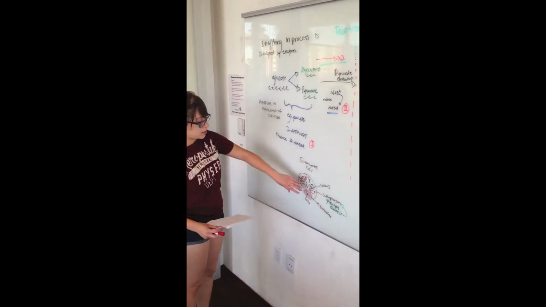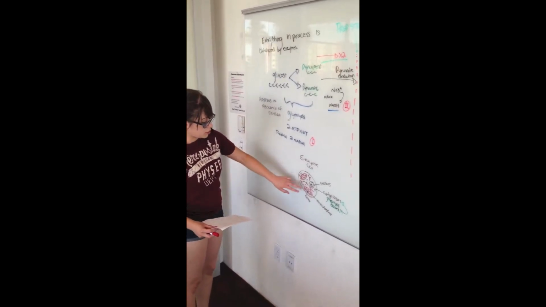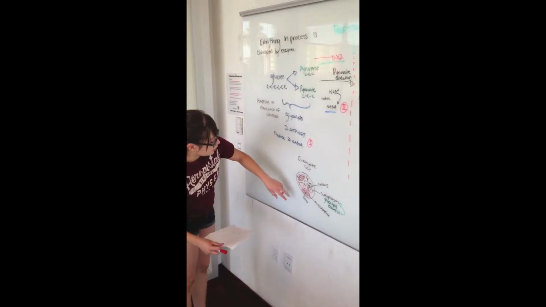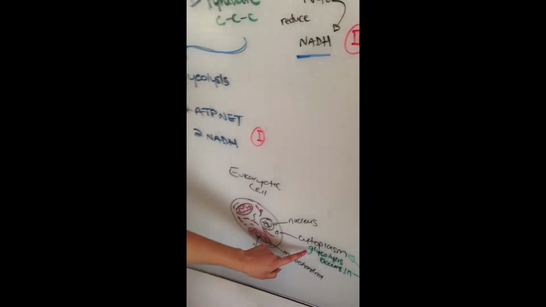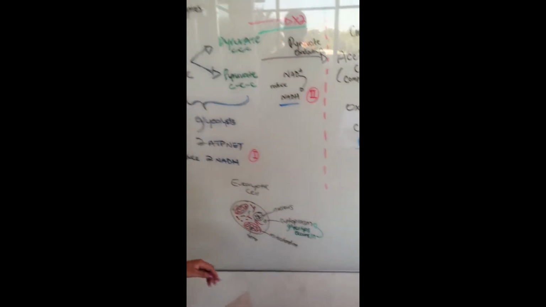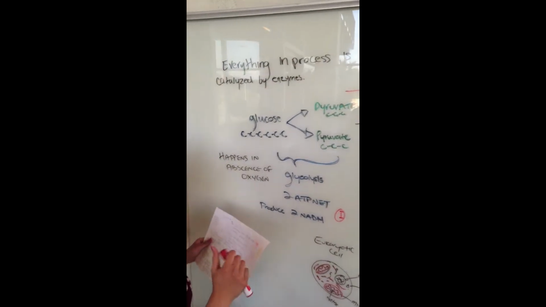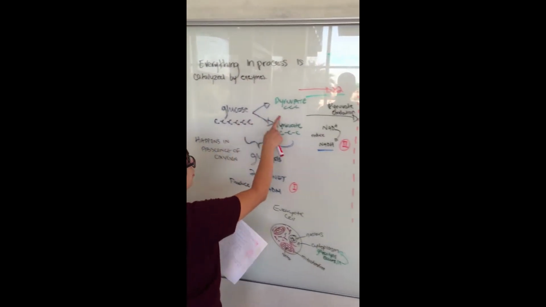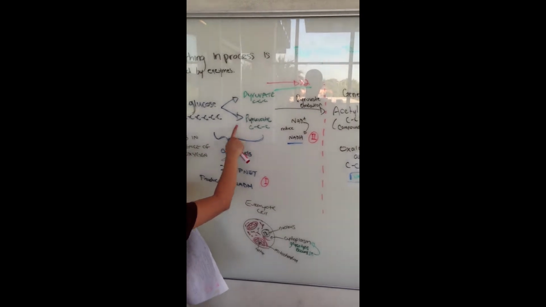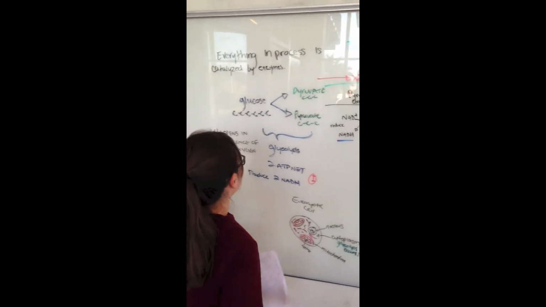This is a eukaryotic cell that I drew out. 2 mitochondria, a nucleus, and then the fluid you see within the cell is known as the cytoplasm, where glycolysis occurs. That being said, when glycolysis breaks down glucose, it will form the 2 pyruvates, which is a 3-carbon molecule.